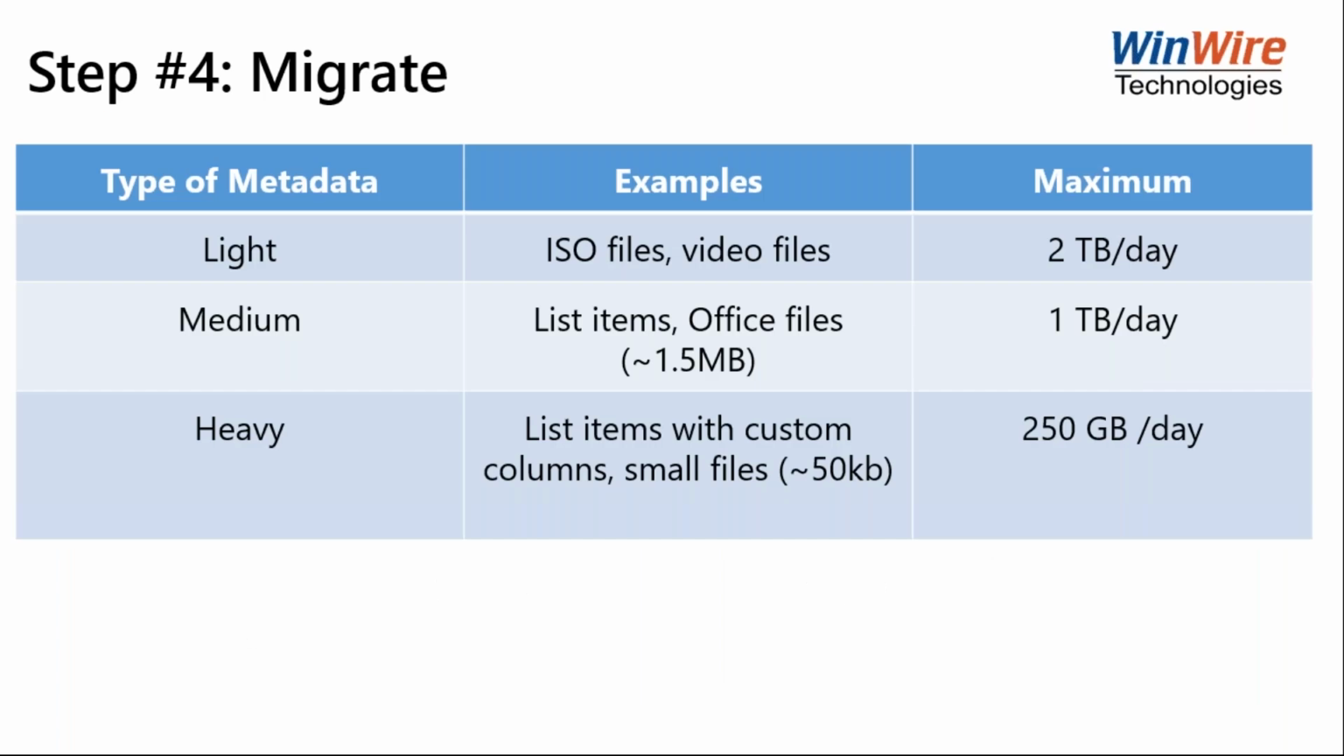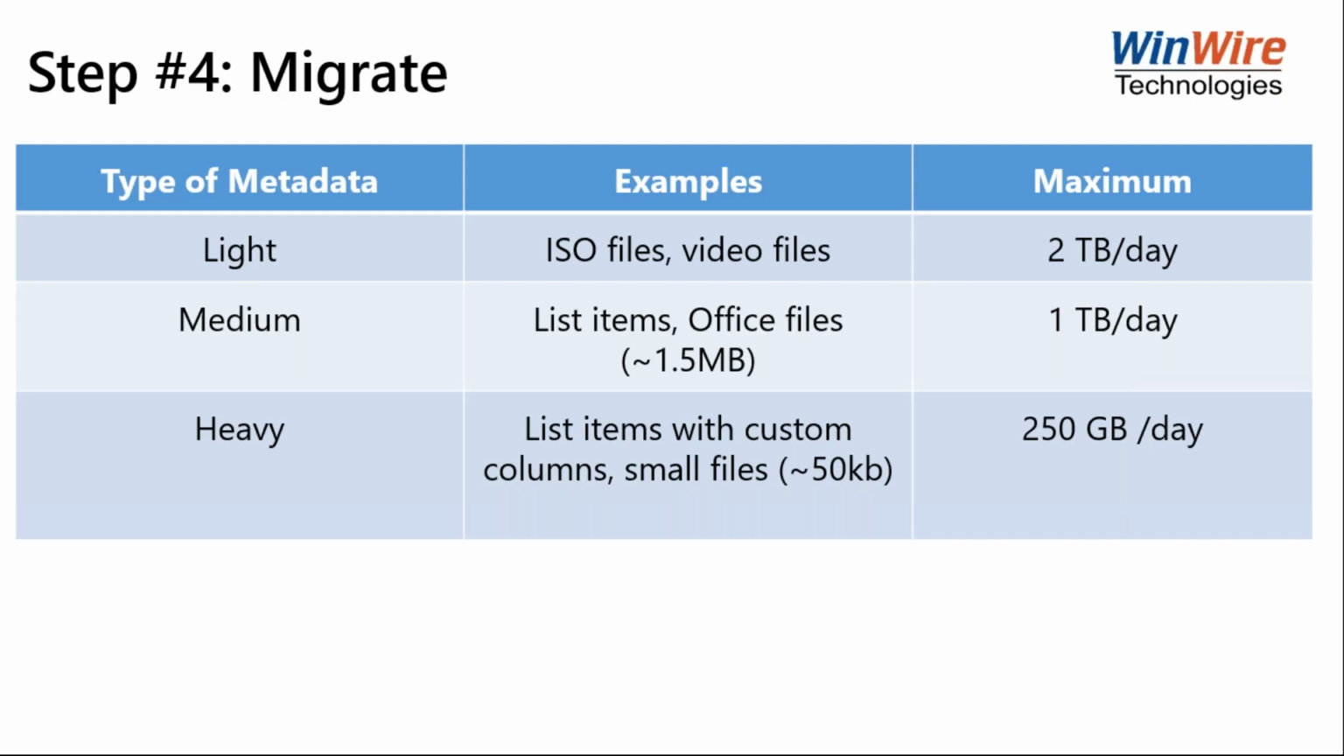One of the key things in migrating Box to OneDrive is to understand that the speed will change based on what kind of files you have. If they are very lightweight files, ISO files and video files, you can expect up to 2 terabytes per day. These are statistics from Microsoft. They have done some level of testing, and that's what they recommend. Light files go at 2 terabytes.